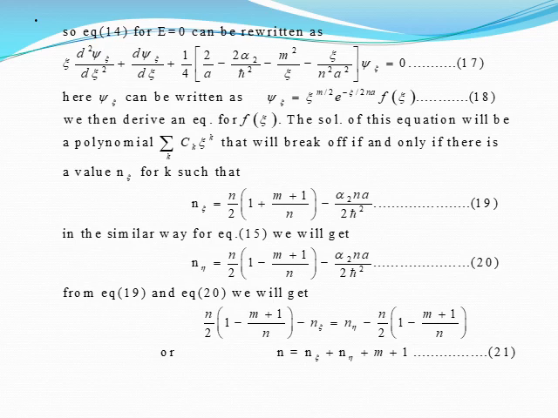From equation 19 and equation 20 we will get n upon 2 bracket 1 minus m plus 1 upon n bracket closed minus n xi is equal to n eta minus n upon 2 bracket start 1 minus m plus 1 by n bracket closed. On simplification we get n is equal to n xi plus n eta plus m plus 1. Equation 21.